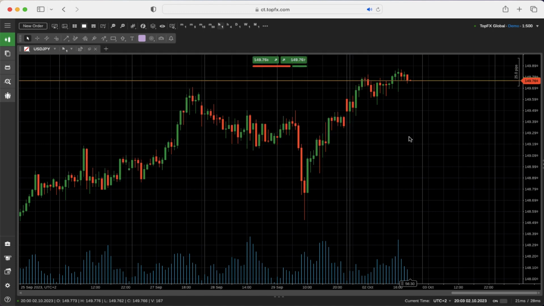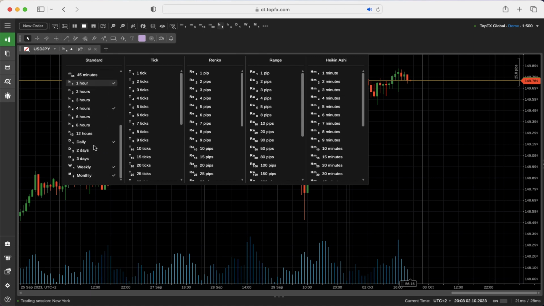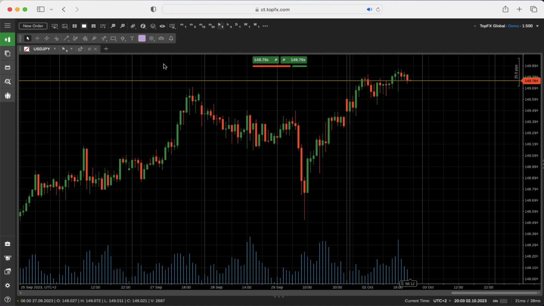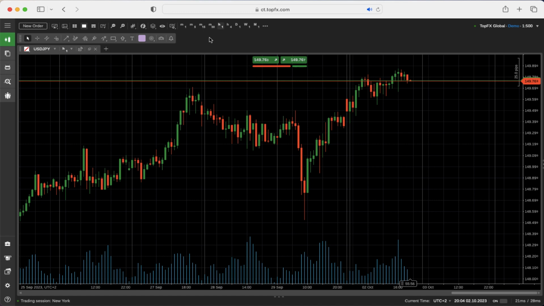If you don't know where to find them, they are here. For example, this is the standard candlestick. You got the tick, Renko, Range, and others, but we will talk about these charts later on. Today we are going to use the standard candlestick charts. As you can see here, we got this table with different visualizations of the chart, like tick, Renko, Range, and standard candlesticks as well.